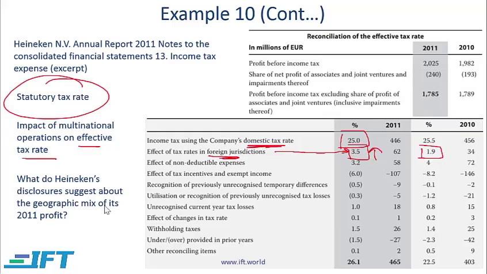What does this suggest about the geographic mix of the 2011 profit? What this implies is that in 2011, the company expanded in countries where the tax rate is higher. So not explicitly stated here, but clearly the tax in the home country is relatively low. Possibly in 2011, Heineken expanded in the United States, which has a substantially higher tax rate. And so Heineken ended up paying a higher level of taxes.